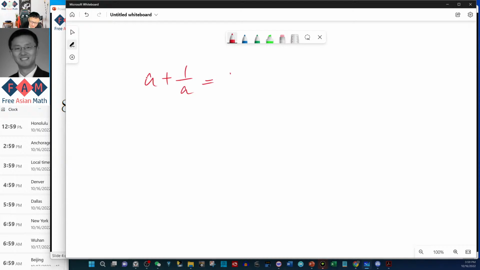When you have this, what is the actual equation? Because we want to get rid of the fraction, we can assume a is not 0, because if it's 0, then we have a huge problem. This is not well defined. So assume a is not 0, then we multiply both sides by a, and we get a squared plus 1 equal to 6a, right? And then what this means is that the true equation is this one. This is a quadratic equation.